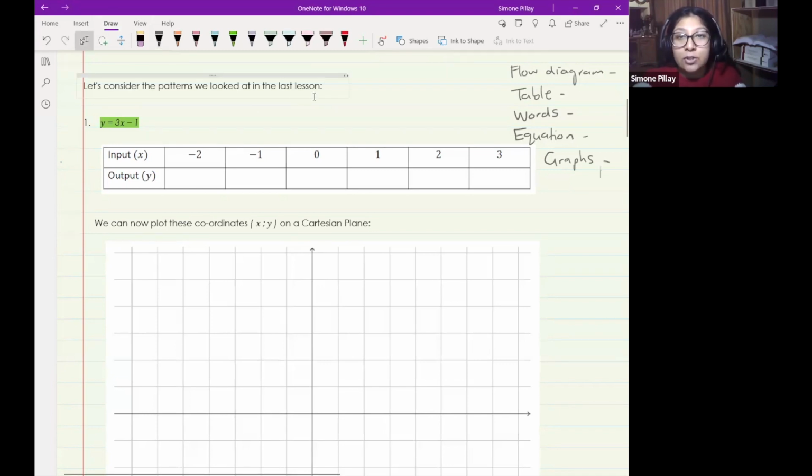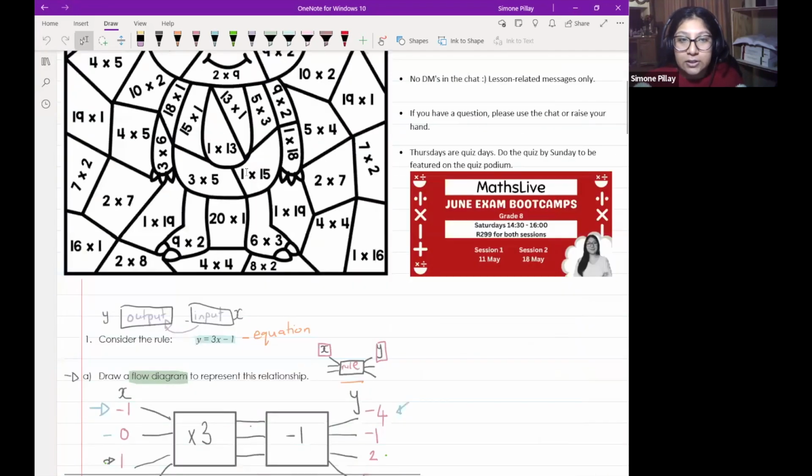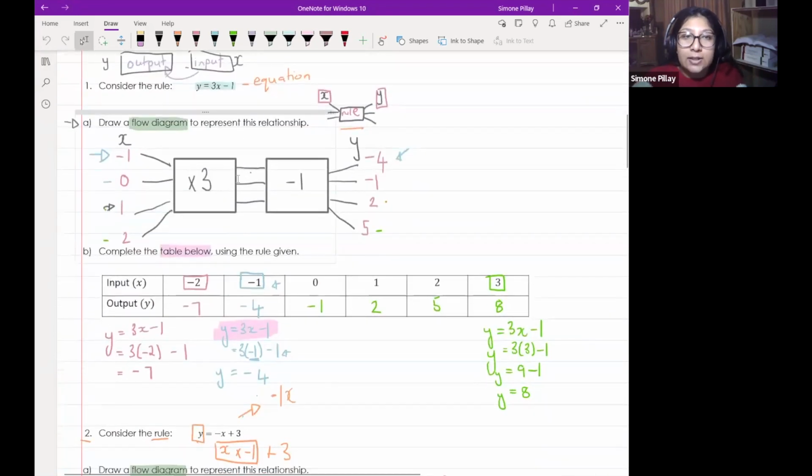And so if we look at part of what we did last week, it says, let's consider the patterns we looked at in the last lesson. And if I go back super quickly to last week, Thursday's lesson, look at what we had done. They gave us the rule, y is equals to 3x minus 1. I'm sure you guys can all see this little equation that we had done over here. Y is equals to 3x minus 1.